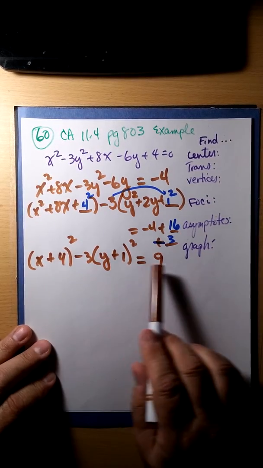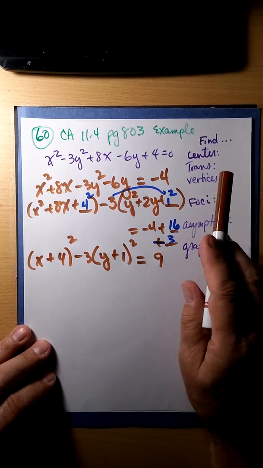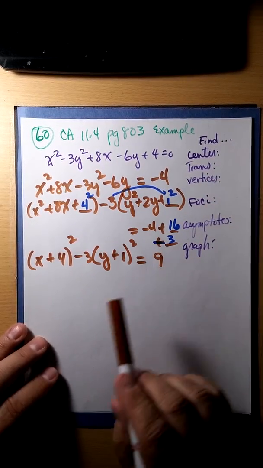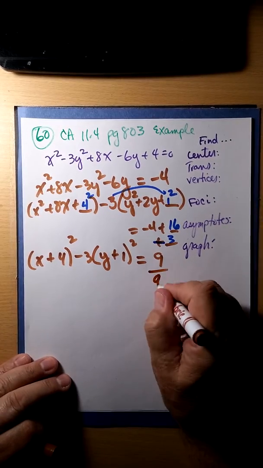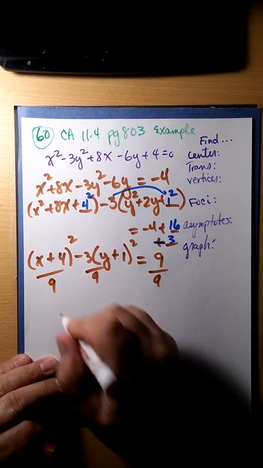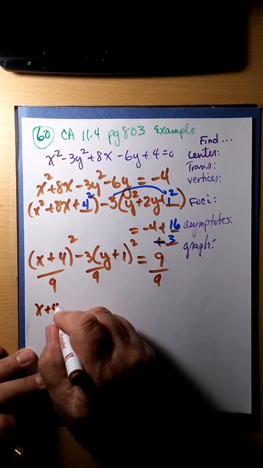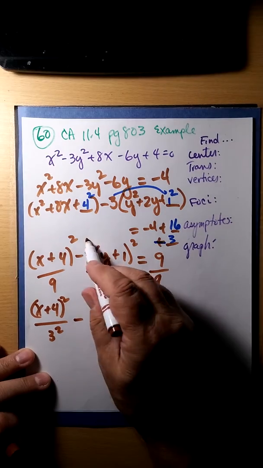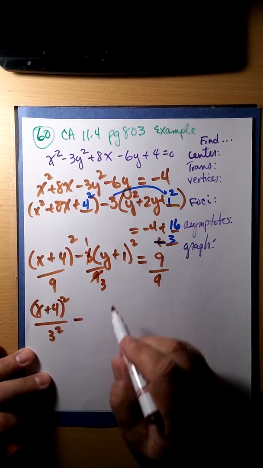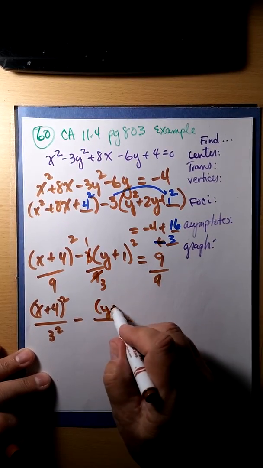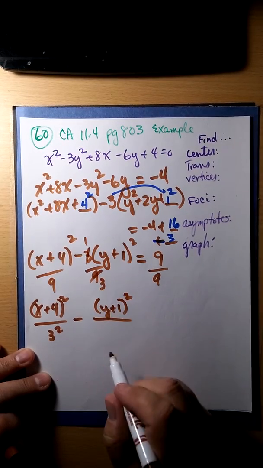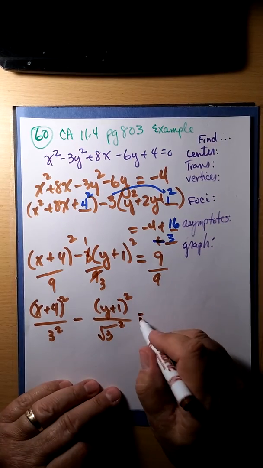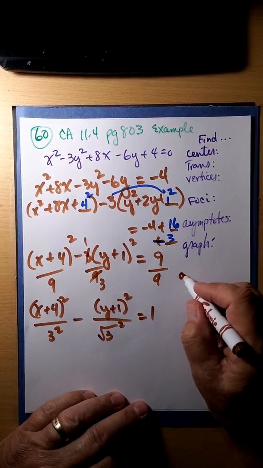Now, because we want to get this into a hyperbola, we need to divide everybody by 9 because we need a 1 over here. So this is now x plus 4 quantity squared over 3 squared minus. Now this 3 is going to go into that 3 times. And this is then y plus 1 quantity squared. Take the square root of that and square it so you don't make the silly mistakes. And that equals 1.